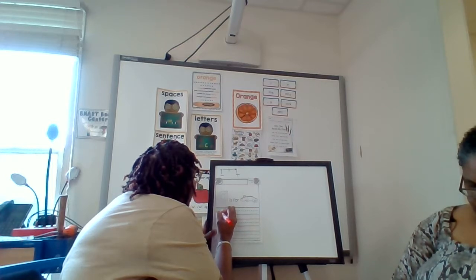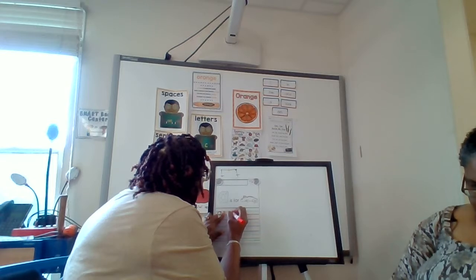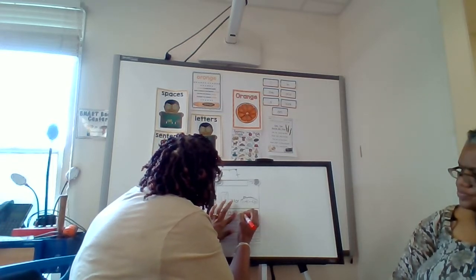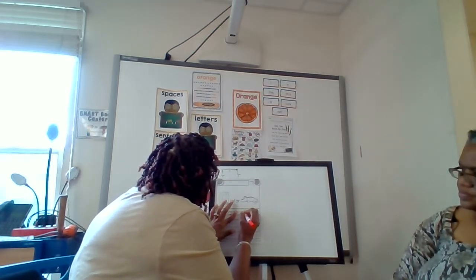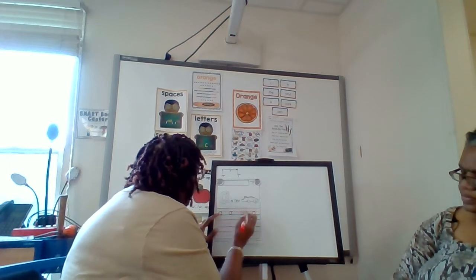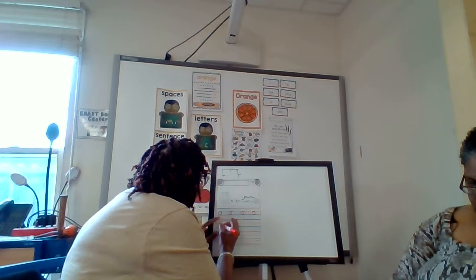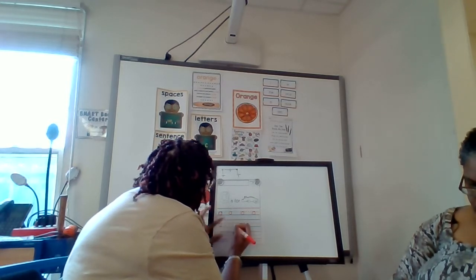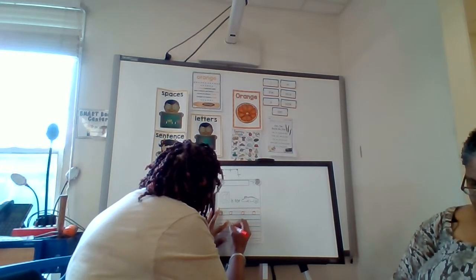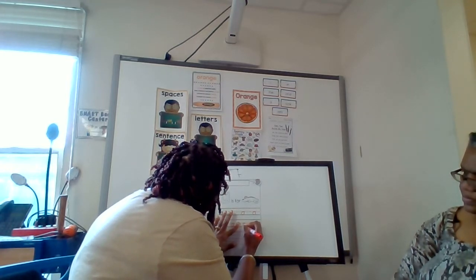Circle around for the C and then put it back on. Finger space. Circle around, put it back on. Finger space. Circle around, put it back on. Yep. Down, circle around, put it back on. Finger space. Circle around, put it back on it.